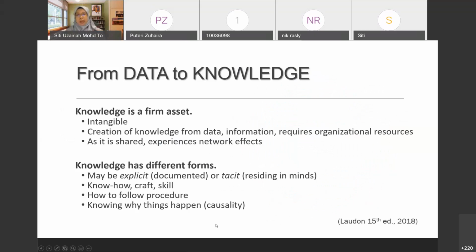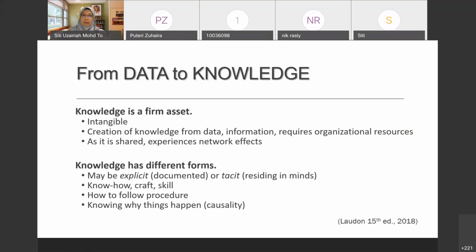So from the data to the knowledge. Like I said, data is raw. Before you cook it, we call it data. After we cook it, that means after we analyze it, it becomes knowledge or information. So knowledge is a firm or organizational asset. It is intangible.